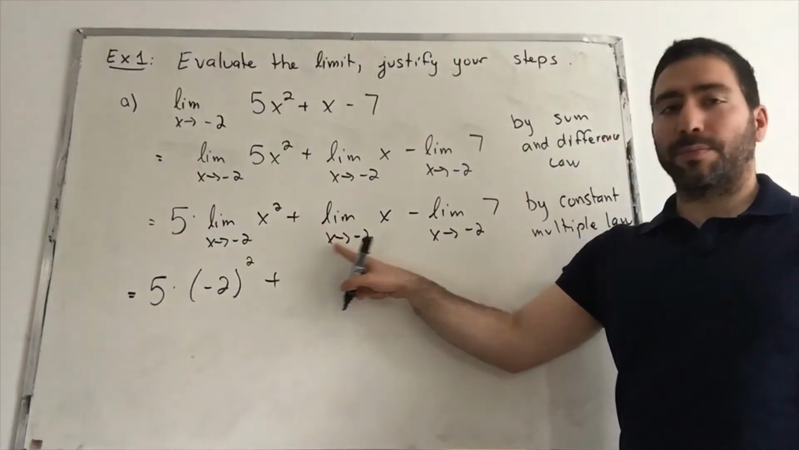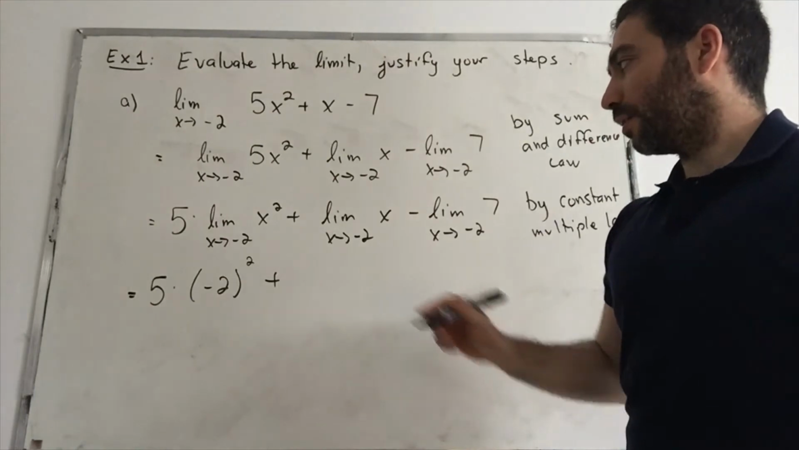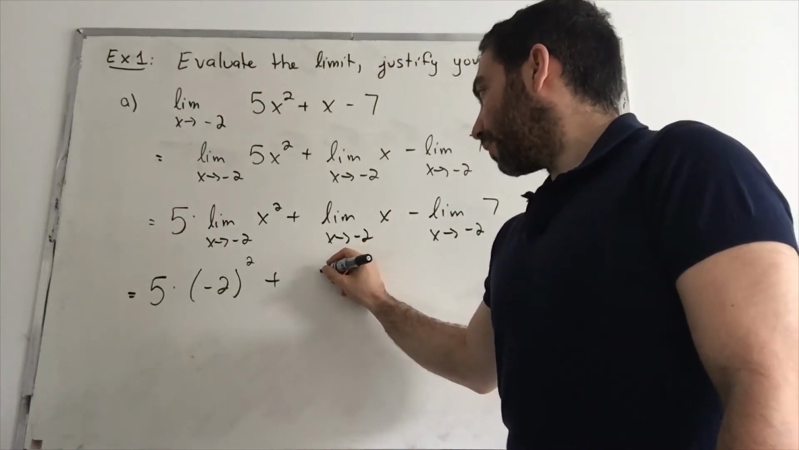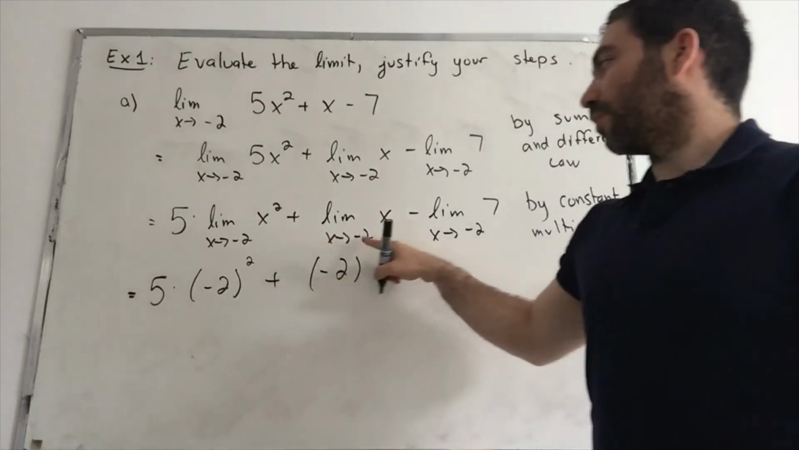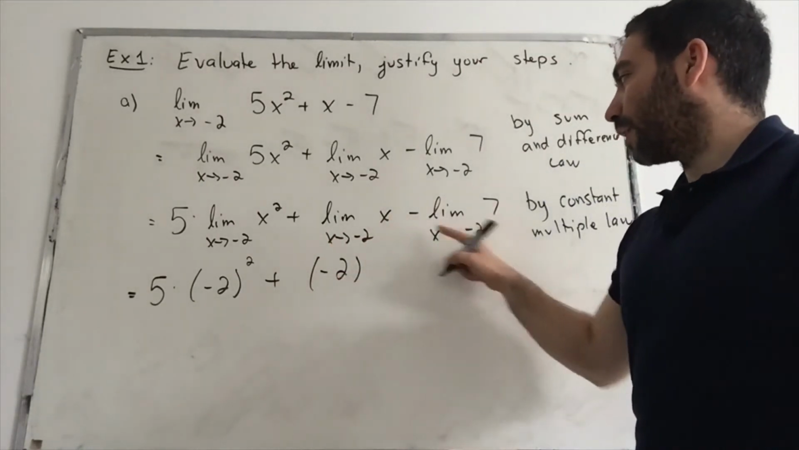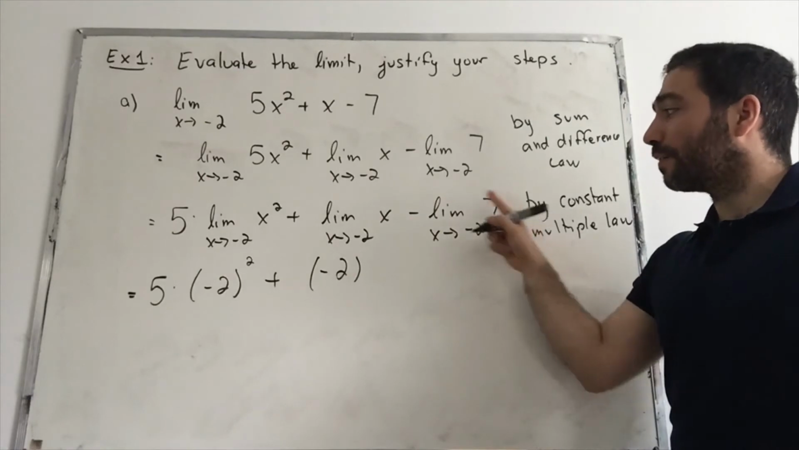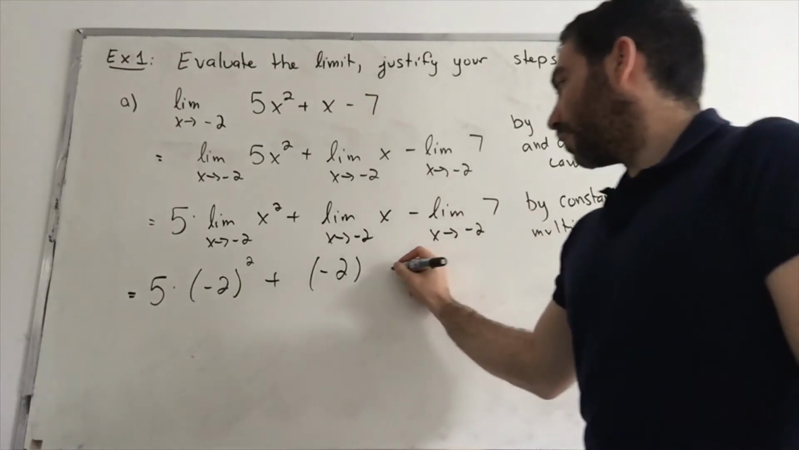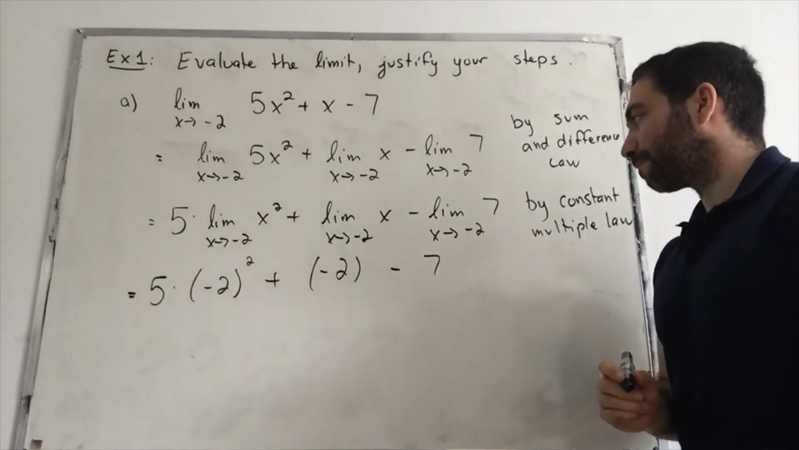Here we're taking the limit as x approaches -2, and here the function we have is just x, so it's essentially the identity law. So we're replacing the x with -2. And then lastly, we're taking the limit as x approaches -2 of 7. 7 is a constant. X is going to -2, but there's no x's here. So we're left with just -7.